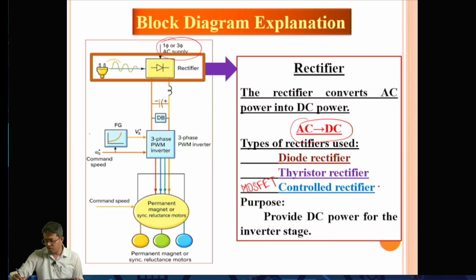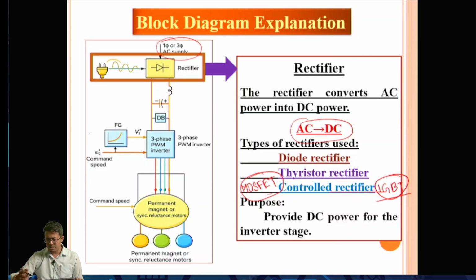We need a MOSFET or IGBT. If we use these two devices, we can say this is a fully controlled device, as these two devices are fully controlled switches. The main purpose of these switches is to provide DC output for the inverter stage.